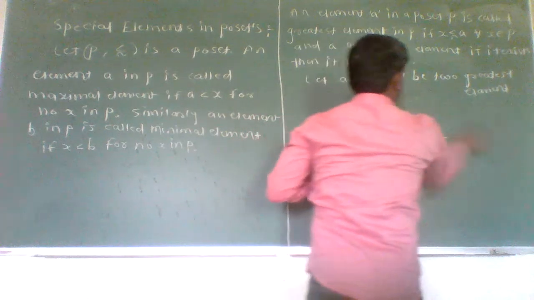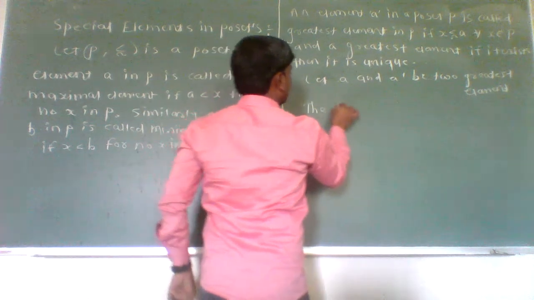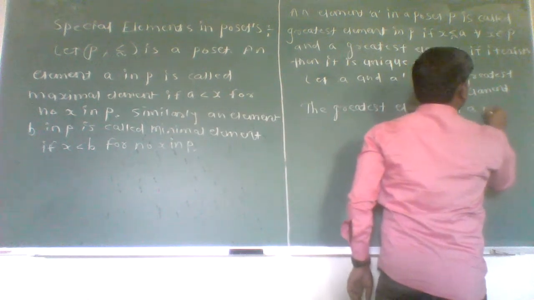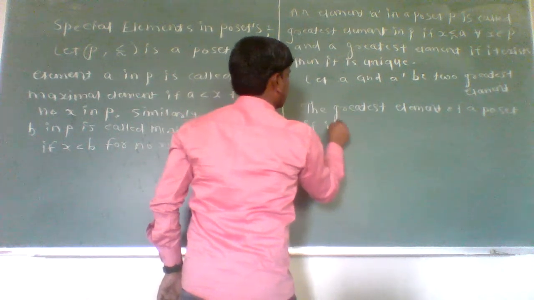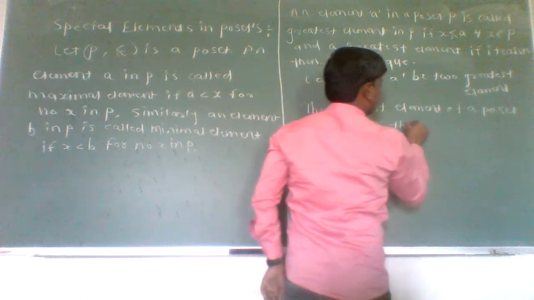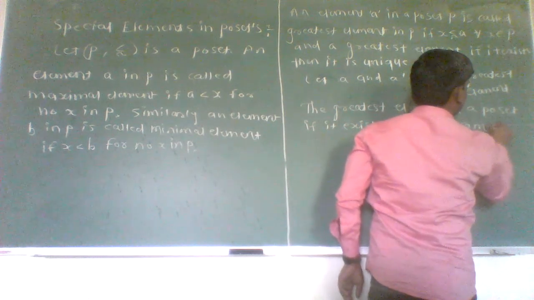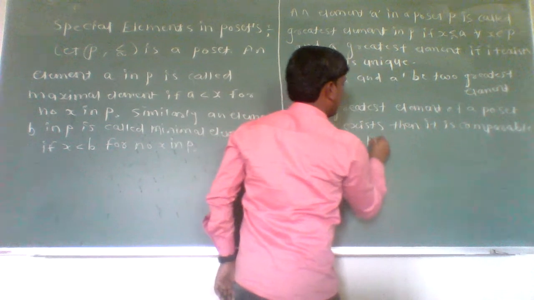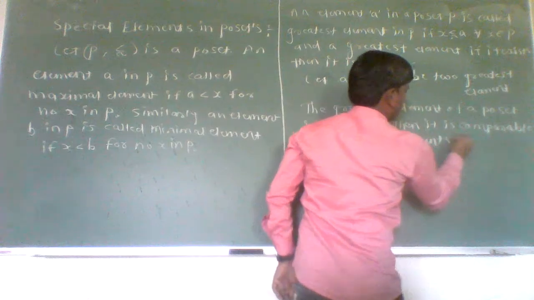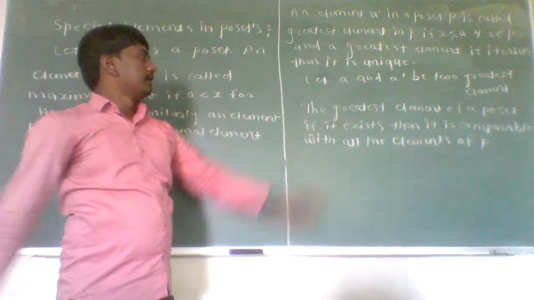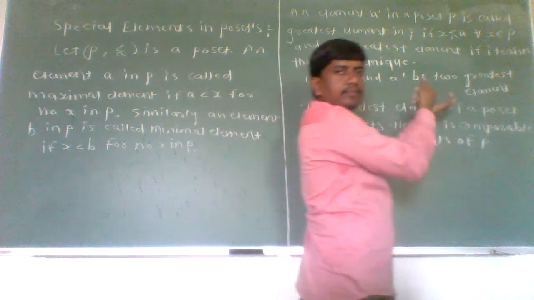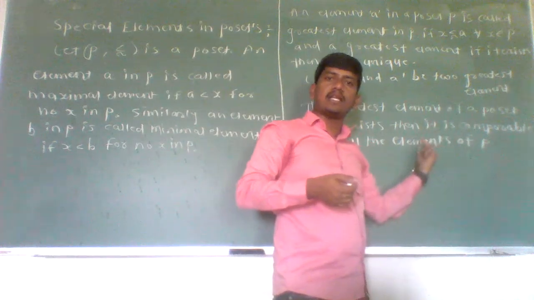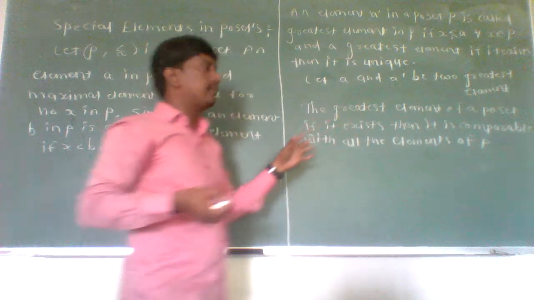Now, the greatest element of a poset, if it exists, is comparable with all the elements of poset P. Suppose a greatest element exists in a poset, then it is comparable with all the elements of the given poset. Two elements are said to be comparable if either a precedes b or b precedes a.